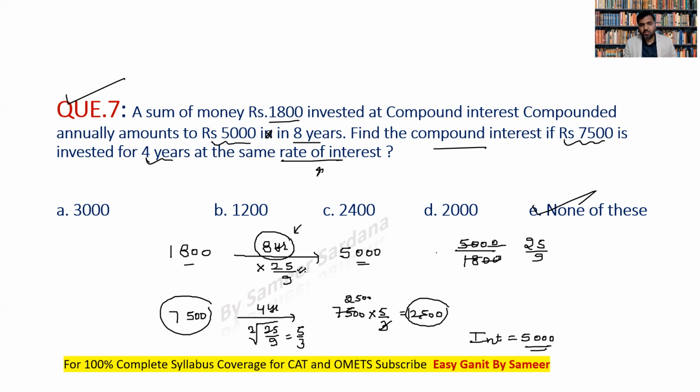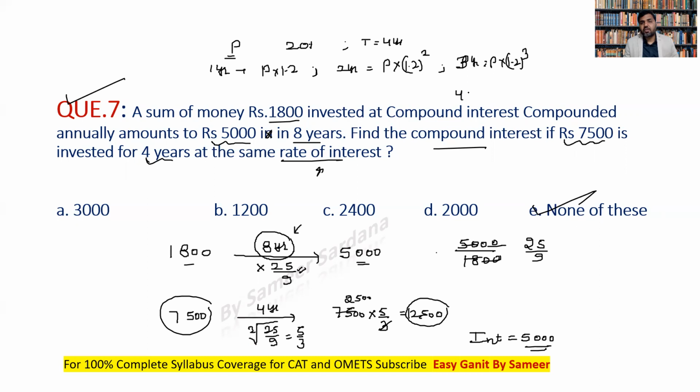Now, why am I taking the square root? Many of you might be having this doubt. See this, guys. It's very simple. If I invest principal P at a rate of 20%, let's say, and time is given to me as 4 years, you see that this principal at the end of 1 year will become 1.2 times of itself, right? And then at the end of 2 years, it will become 1.2 square. At the end of 3 years, it will become 1.2 cube. And at the end of 4 years, it will become P into 1.2 power 4 times of itself.